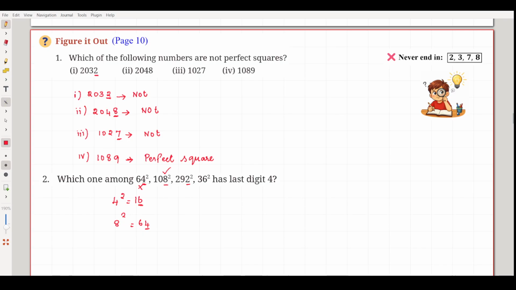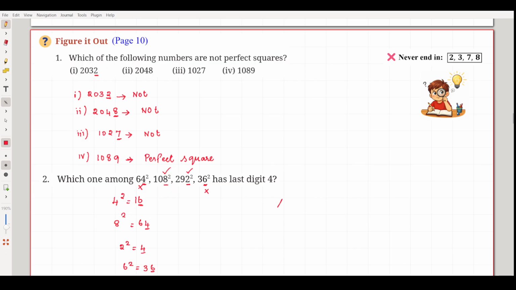Next, 292. So 2 square is 4. It's ending with 4, so this is coming. 36. 6 square is 36. It's ending with 6, so it will not come. Which among the following are ending with the last digit 4?